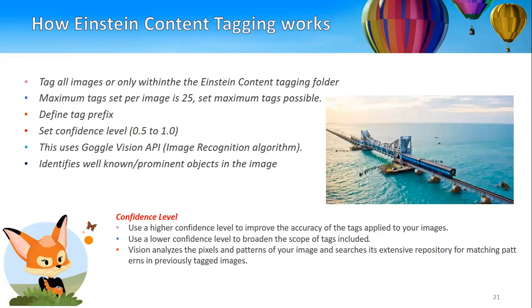Maybe you want to make use of this image in a later email send, but you don't know what that image name is. At that time, these tags will be very helpful. Use a higher confidence level to improve the accuracy of the tags applied to your images. Use a lower confidence level to broaden the scope of tags included. Vision analyzes the pixels and patterns of your image and searches its extensive repository for matching patterns in previously tagged images. So how Google Vision works is what is mentioned here.